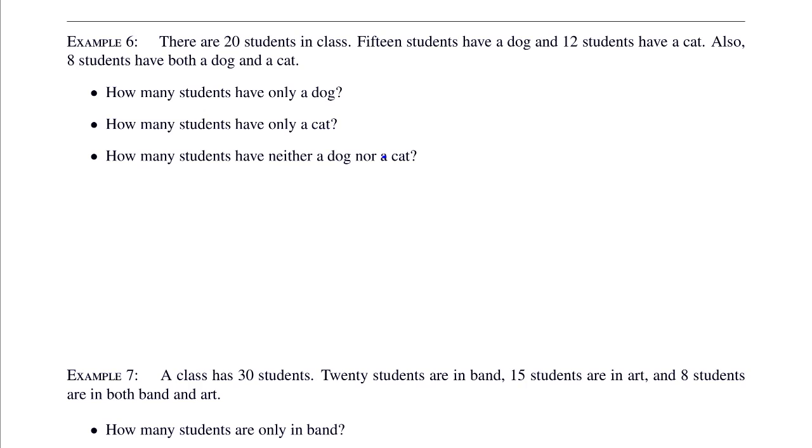Example 6. There are 20 students in class. 15 students have a dog, and 12 students have a cat. Also, 8 students have both a dog and a cat. How many students have only a dog? How many have only a cat? And how many have neither cat nor dog? All right, so the trick here is to draw the Venn diagram.